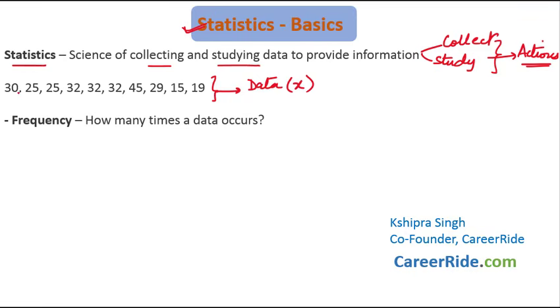Now if you look at this data, you see that 25 here occurs twice, which means there were 2 students out of 10 who scored 25 marks. Then there were 3 students who scored 32 marks. So what is this 3 and what is this 2 here? 25 occurring twice or 32 occurring thrice. This is nothing but the frequency. How many times a particular data occurs is its frequency.